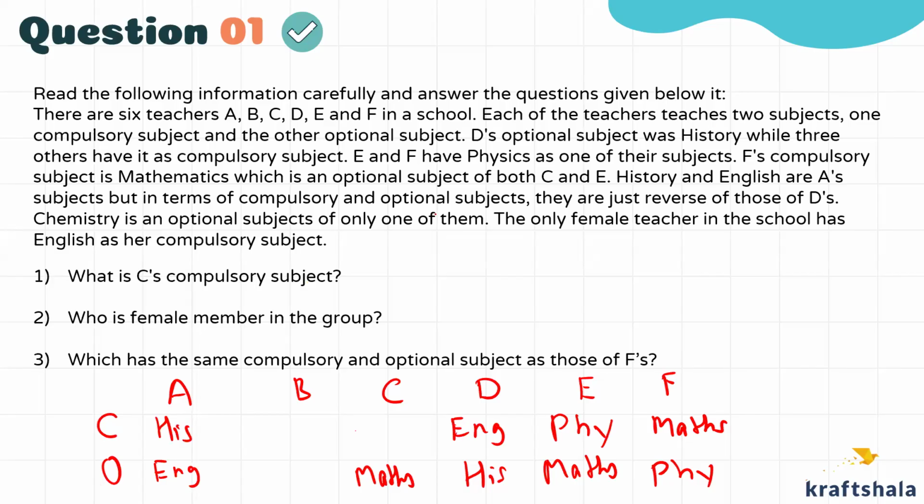Now it was mentioned that three people have history as compulsory subject. So I know the three people now. And chemistry is an optional subject of only one of them. I know that person as well. Only female teacher in the school has English as compulsory. So this must be the female. So this was very easy. What is C's compulsory subject? That is history. Who is the female member? D. Which person has the same subject as F? E.